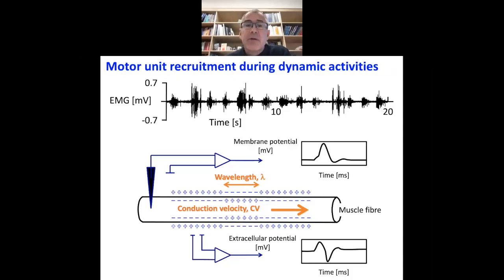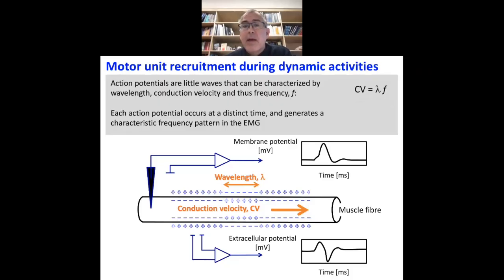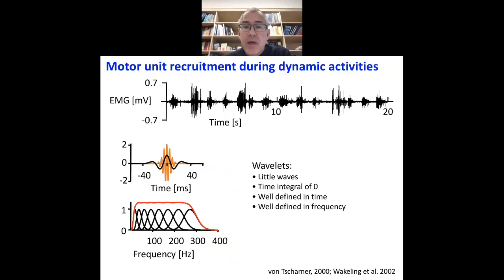So each action potential is a little wave. It can be characterized by its wavelength, conduction velocity, and thus frequency. And also note, each action potential occurs at a distinct time, generating a characteristic frequency in the EMG. So if you can decompose the time frequency properties of the EMG simultaneously, you might be able to get insight into the conduction velocity and the types of muscle fiber which are being active. We can do this with a wavelet decomposition.